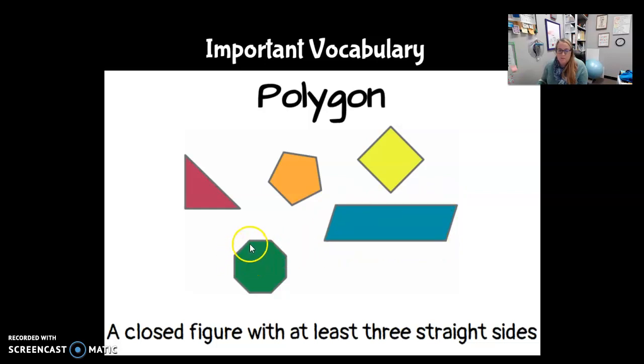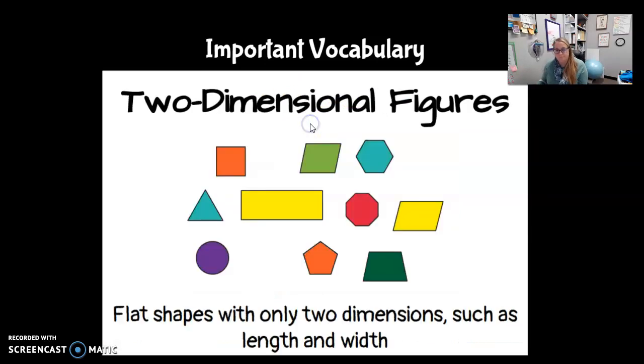And this is 1, 2, 3, 4, 5, 6, 7, 8 sides, which is an octagon, but it has 8 sides that are all straight and it's closed, so it's also a polygon. This is going to be an important word to remember.